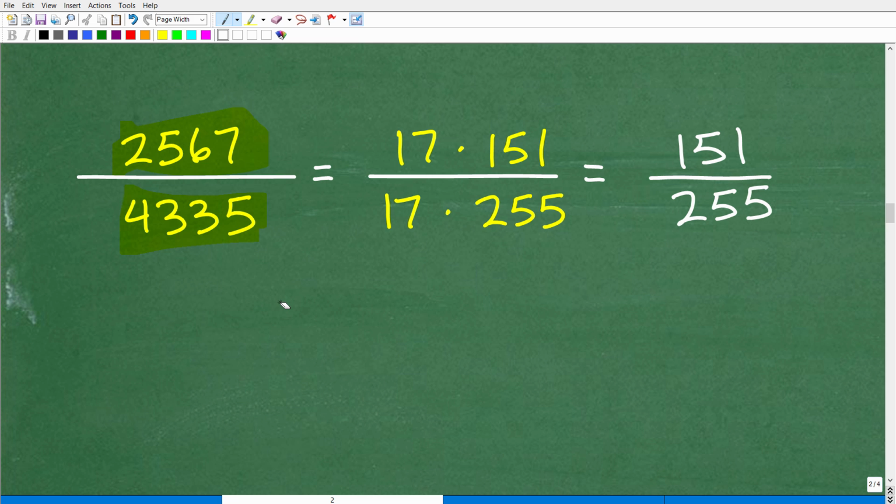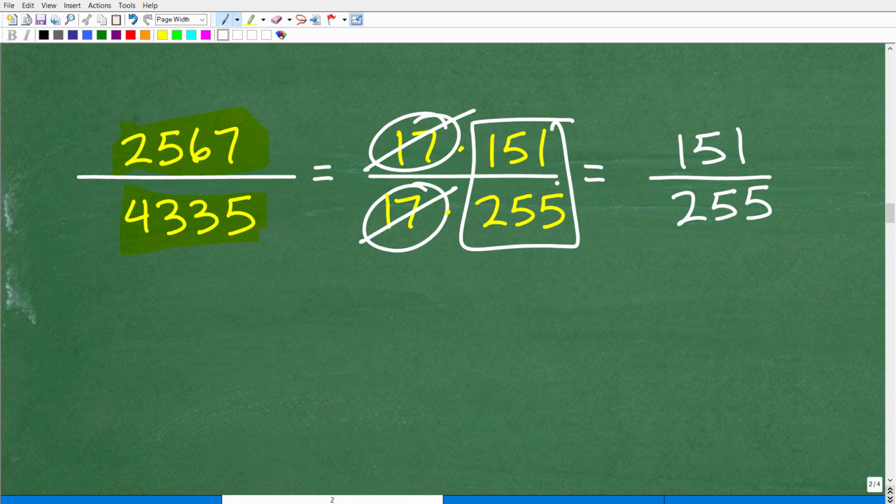I'm going to skip that work, but I am going to show you the end result: 2,567 is equivalent to 17 times 151, and 4,335 is equivalent to 17 times 255. And here we have common factors between the numerator and denominator. We can cross cancel, and we're left with our answer that we got doing it the first way using the LCD. So again, when you're working with larger numbers, you have to kind of keep two options open.